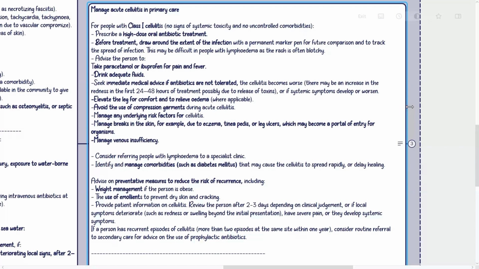Review the person after 2 to 3 days depending on clinical judgment, or if local symptoms deteriorate, such as redness or swelling beyond the initial presentation, they have severe pain, or they develop systemic symptoms. If a person has recurrent episodes of cellulitis, more than 2 episodes at the same site within 1 year, consider routine referral to secondary care for advice on the use of prophylactic antibiotics.